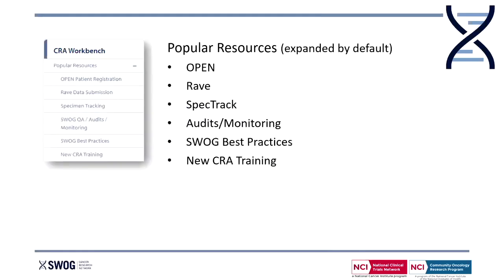So I'm going to start with the first option in the left-hand navigation bar. That's our popular resources. This will be expanded by default, and this has all of the things that we are told that you do most often. So OPEN, Rave, SPEC Track, audits and monitoring page, the SWOG best practices, and new CRA training.